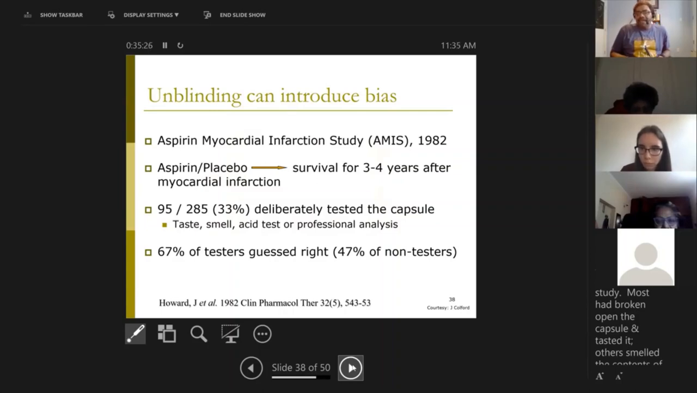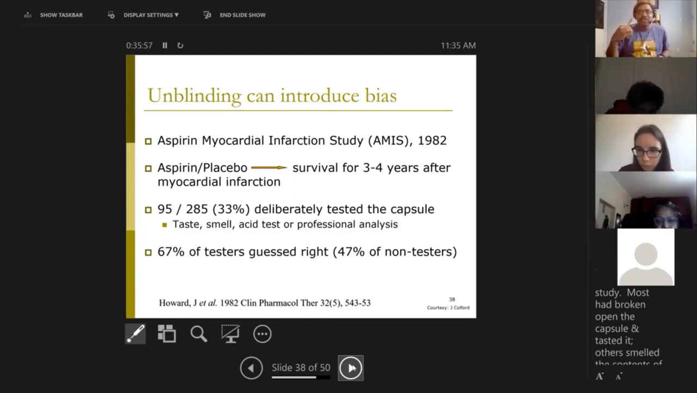But aspirin being a bitter pill, people broke the pill, tasted the pill, putting it on their tongue. Some patients, believe it or not, even sent the medicine to a professional lab to get it tested to know what they were on. Okay? This is called accidental unblinding. It was not planned, but it happens, right? When people try very hard to figure out what they are on.